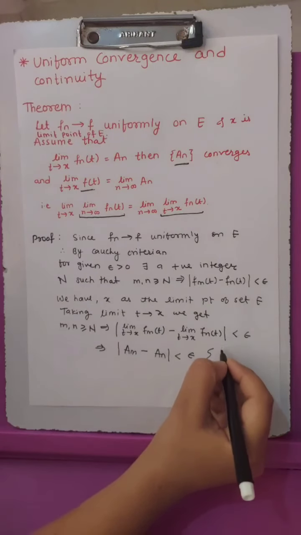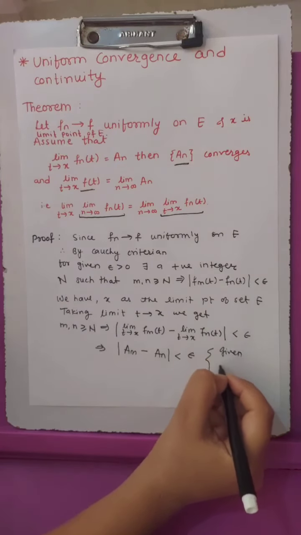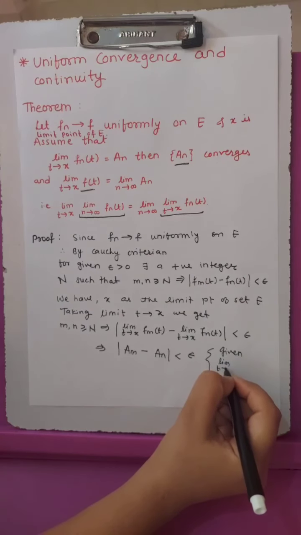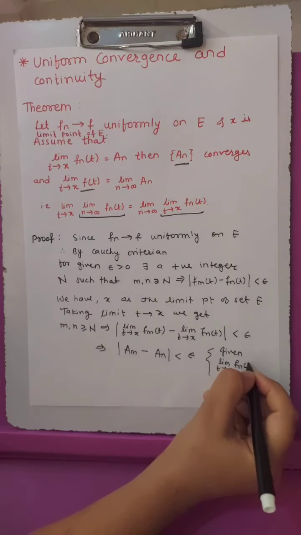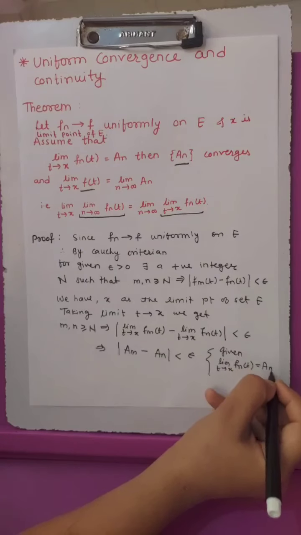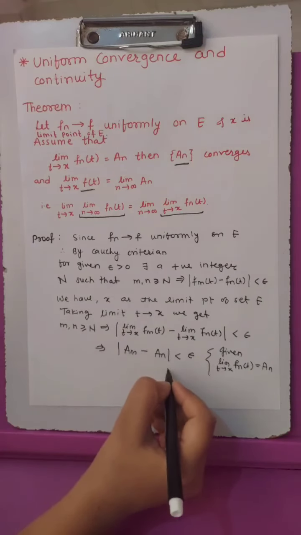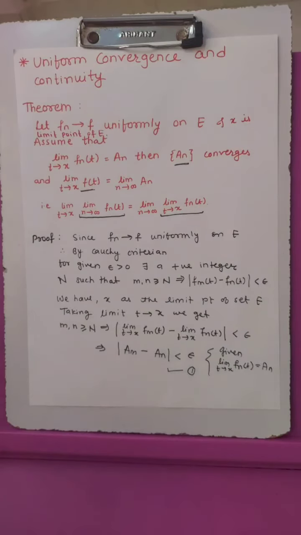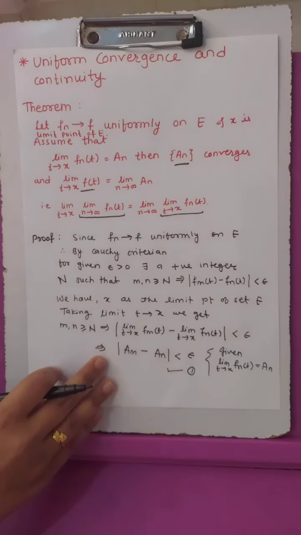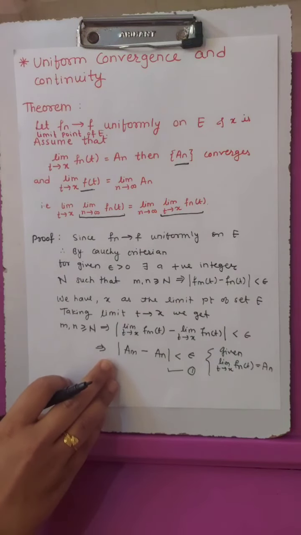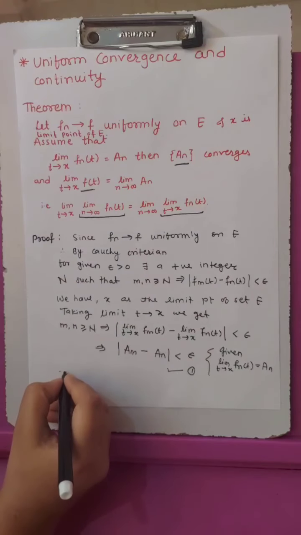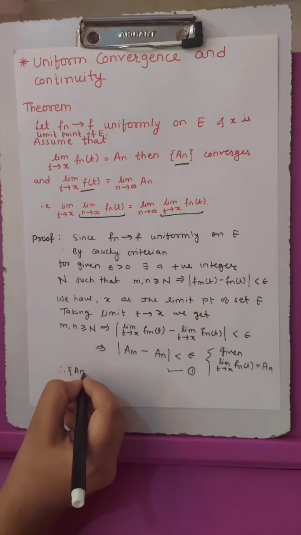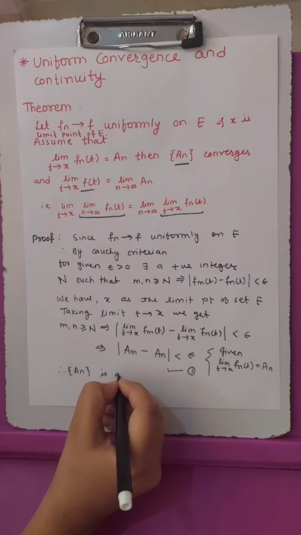This is from the given that limit t tends to X of Fn of t is equal to An. So let this be number 1, and therefore from this we can say that this sequence An is a Cauchy sequence. Therefore An is a Cauchy sequence.